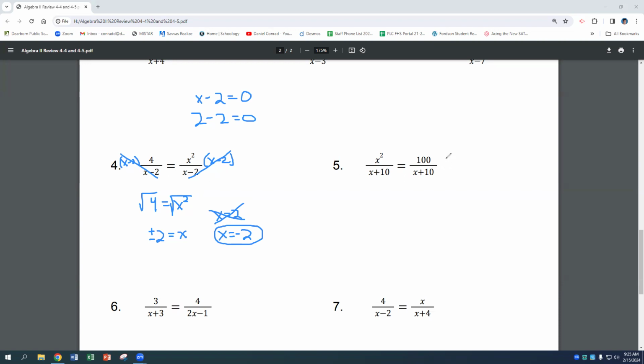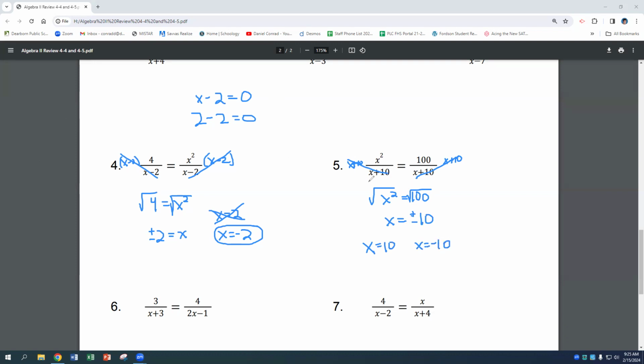Next one, same thing. I can multiply both sides by x plus 10. X plus 10 cancels. I get x squared equals 100. Take the square root of both sides. I get x equals plus or minus 10. So my two solutions here are x equals 10 and x equals negative 10.